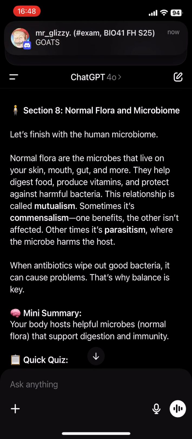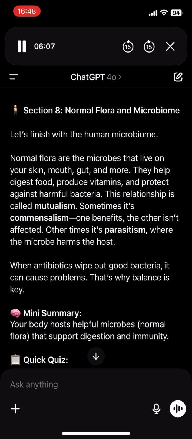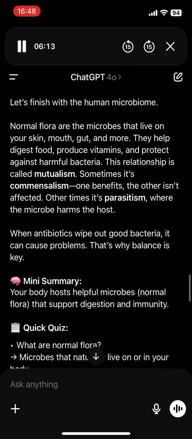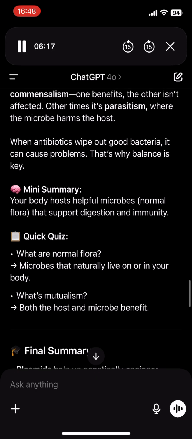Sometimes it's commensalism. One benefits, the other isn't affected. Other times it's parasitism, where the microbe harms the host. When antibiotics wipe out good bacteria, it can cause problems. That's why balance is key. Mini summary. Your body hosts helpful microbes, normal flora, that support digestion and immunity.